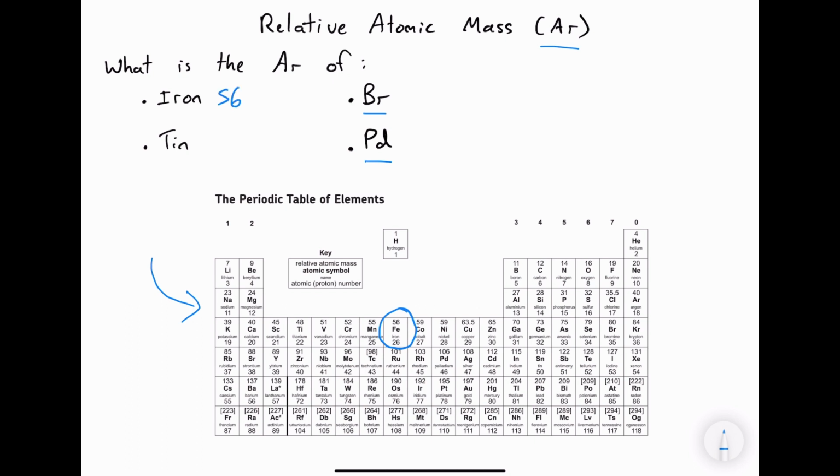For tin, the Ar of tin is 119. The Ar of bromine is 80. And the Ar of palladium is 106.